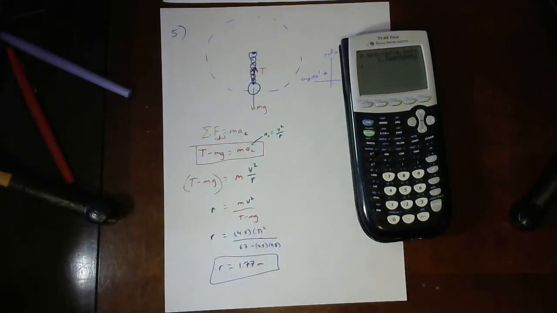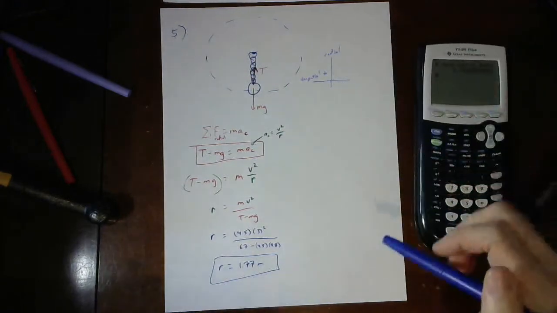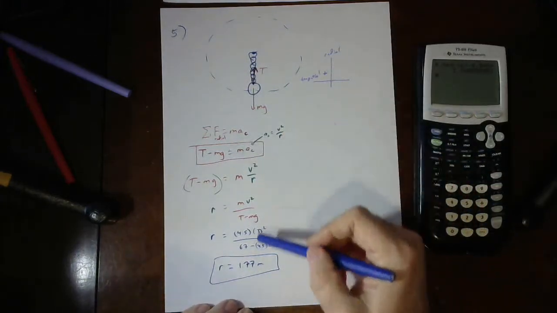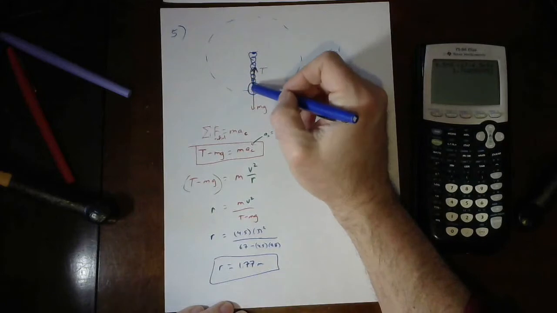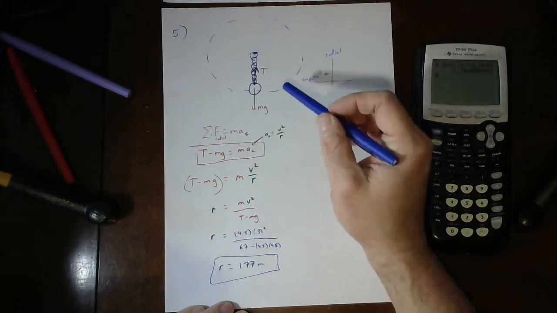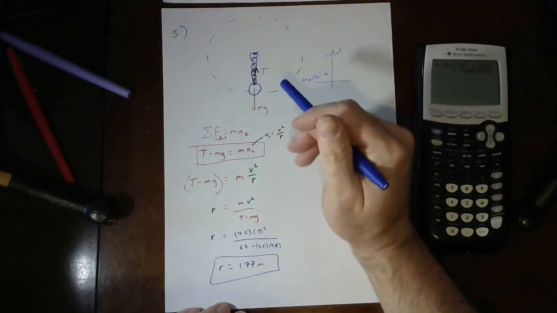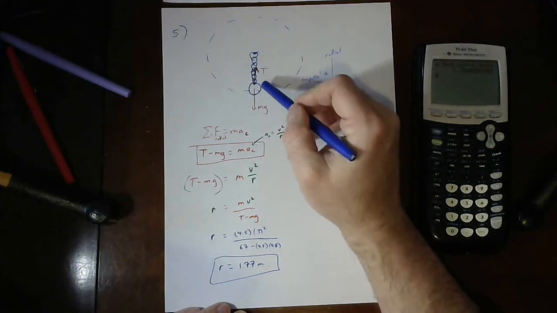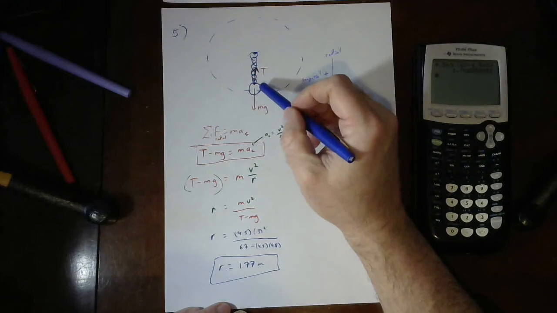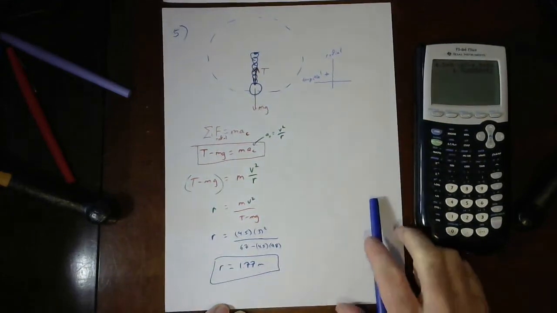And that's that problem. I think this one is pretty straightforward. The only thing is recognizing that it's always T minus mg. You say we're not doing T minus mg because T is up and mg is down. We're doing T minus mg because it's inward to the center of the circle minus outward away. Centripetal minus centrifugal. Okay, that's problem 5.